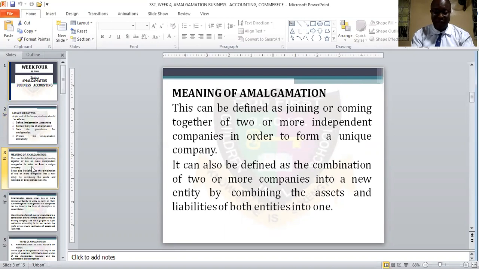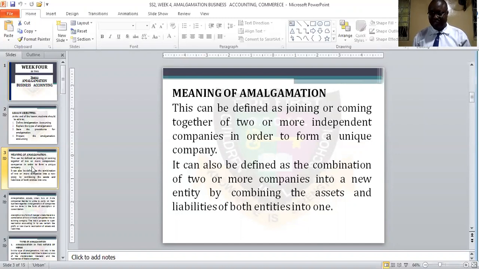So let us look at the meaning of amalgamation. Amalgamation can be defined as the joining or coming together of two or more independent companies in order to form a unique company. So this is when company A and company B come together for the purpose of forming a unique company. It can also be defined as a combination of two or more companies into a new entity, by combining the assets and liabilities of both entities into one.